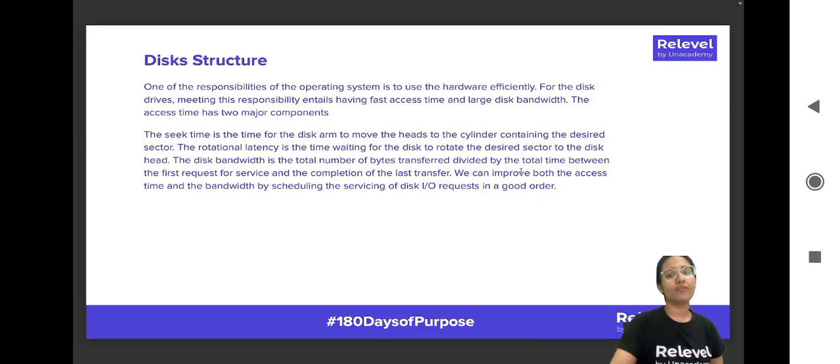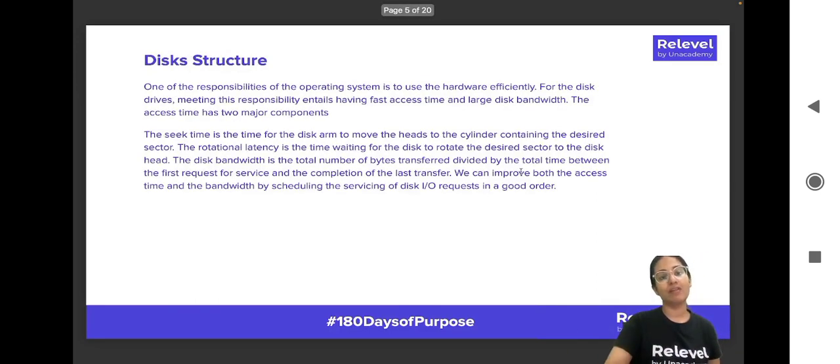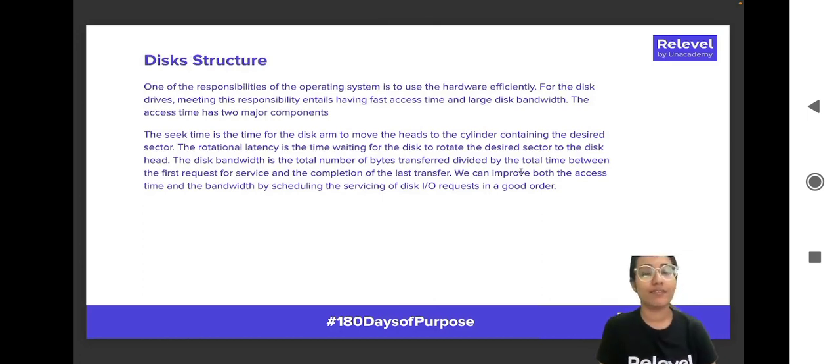So now, in the next video, we are going to start with the disk scheduling algorithms, where we are going to talk in detail about what disk scheduling algorithms are available, why we use which one for what, and what the advantages and disadvantages of all of them are.